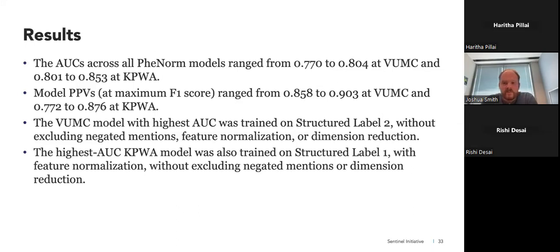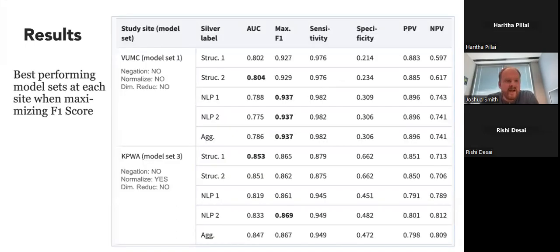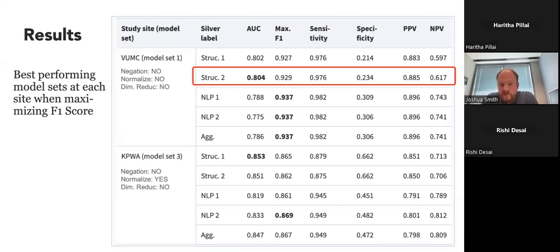To show this in a more structured way, these are again the best performing model sets at each site when maximizing that F1 score. So VUMC model set 1, we see here structured label 2 had the highest AUC. And so at that cut point in the model that maximizes F1, we have a 0.976 sensitivity and a 0.885 positive predictive value.